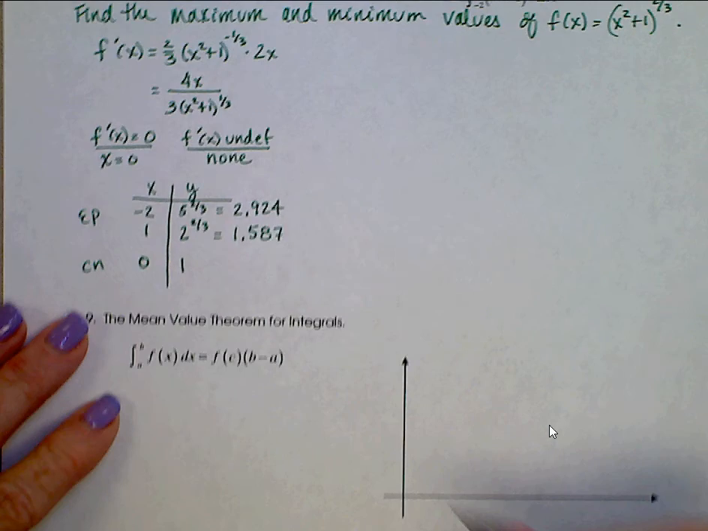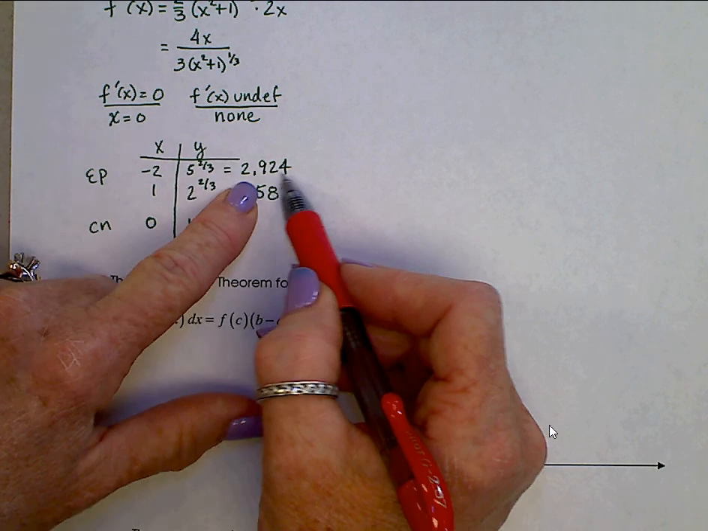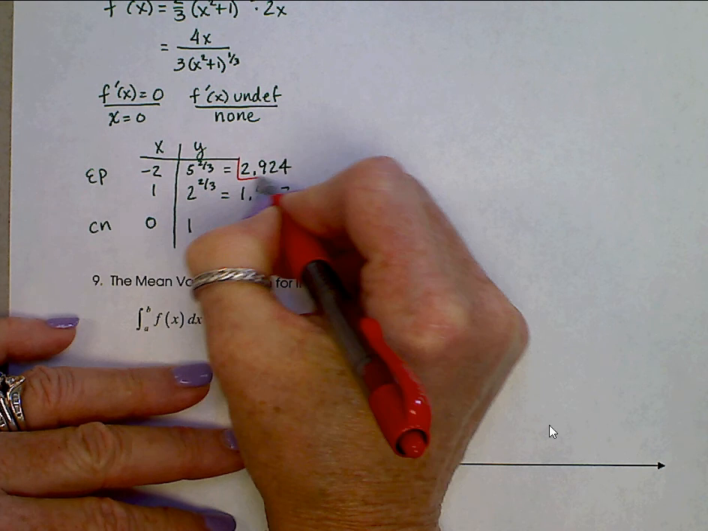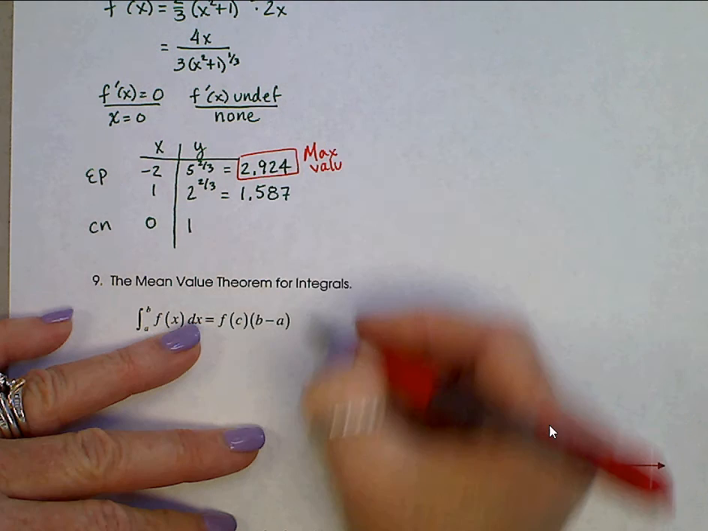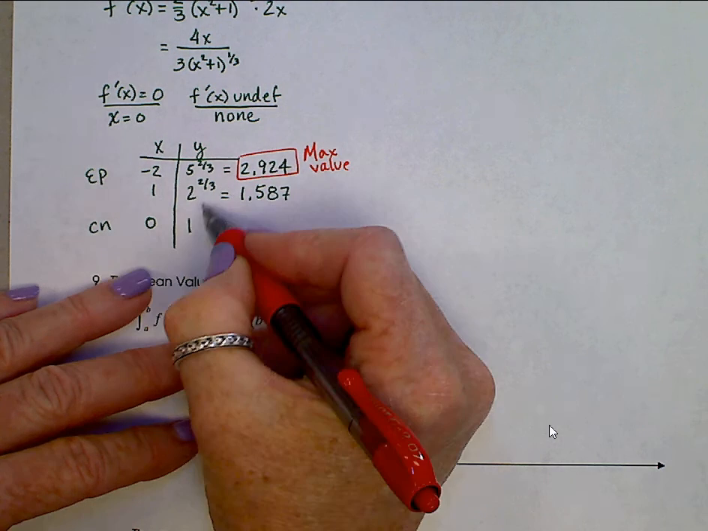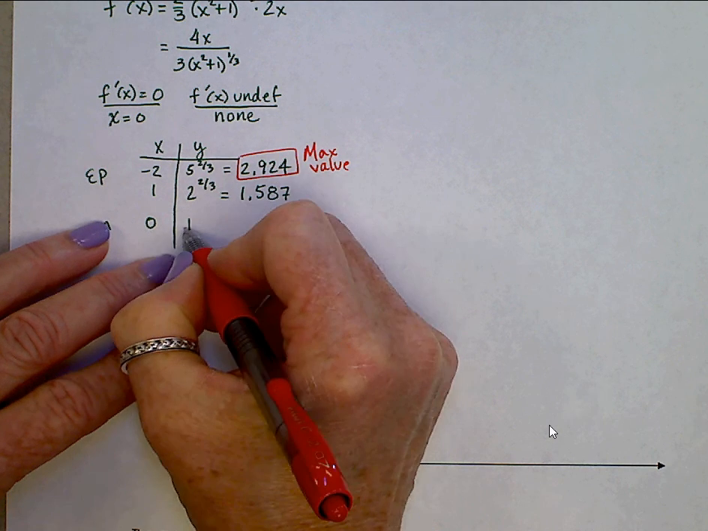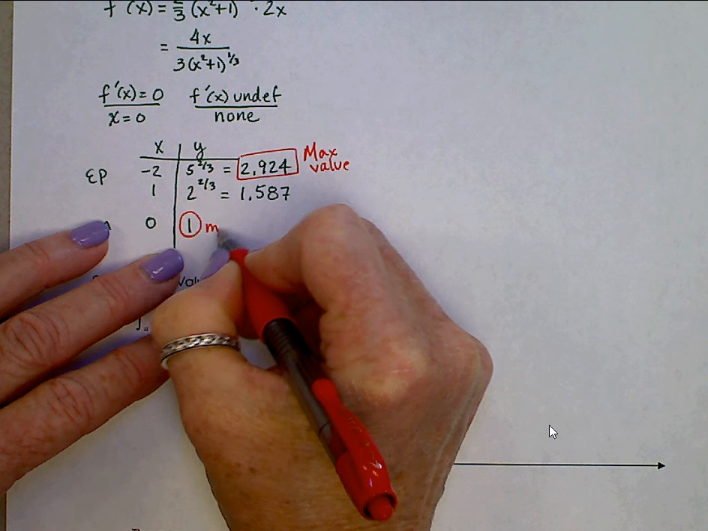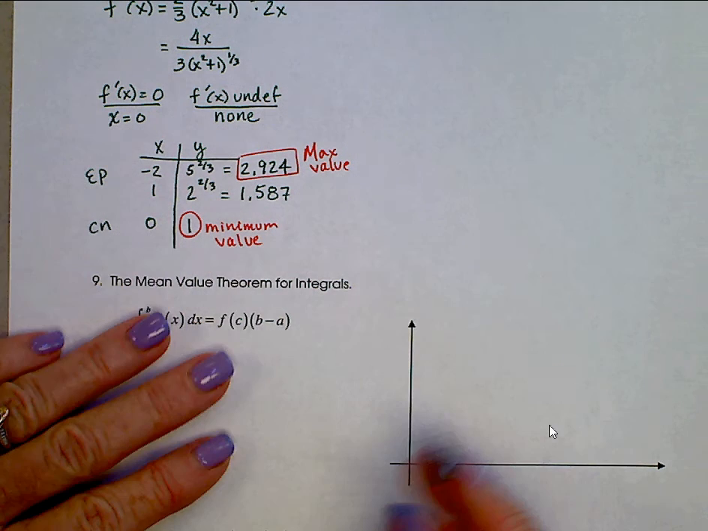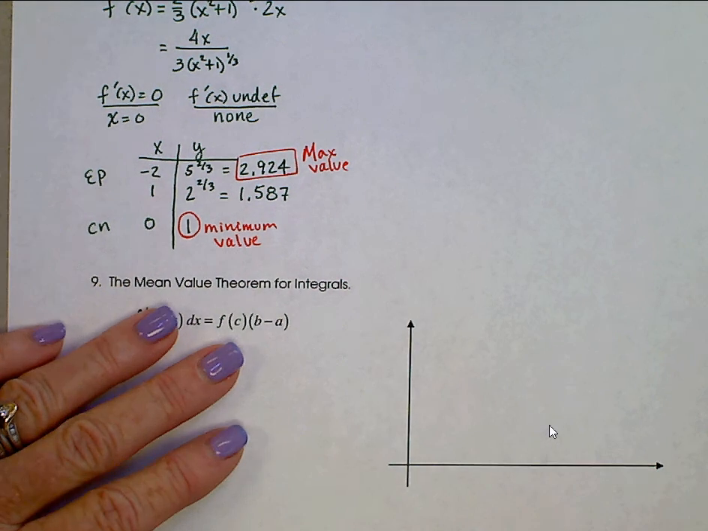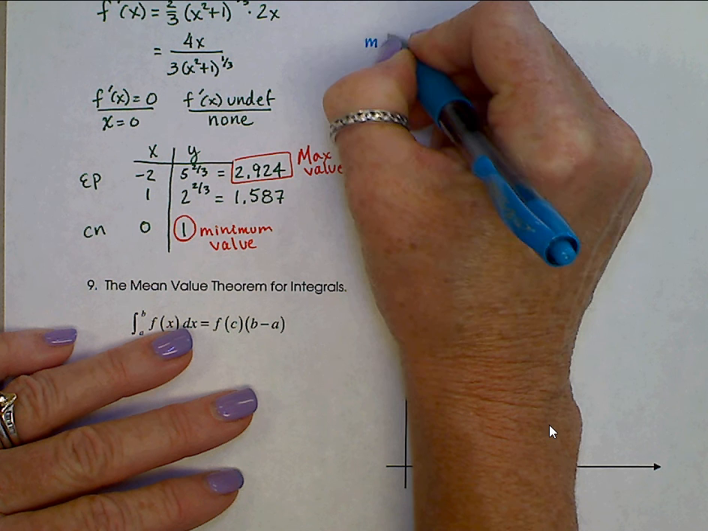All right, now there is a maximum at x equals negative 2, and the maximum value is 2.924. This is what we're looking for. That's the maximum value. And the smallest y value over here, there is a minimum at x equals 0, and its value is 1. That's the minimum value.